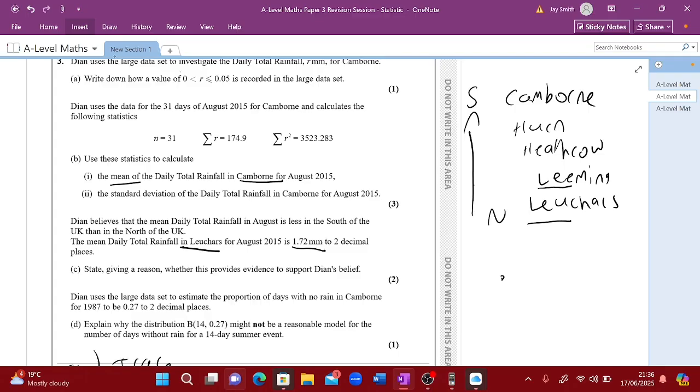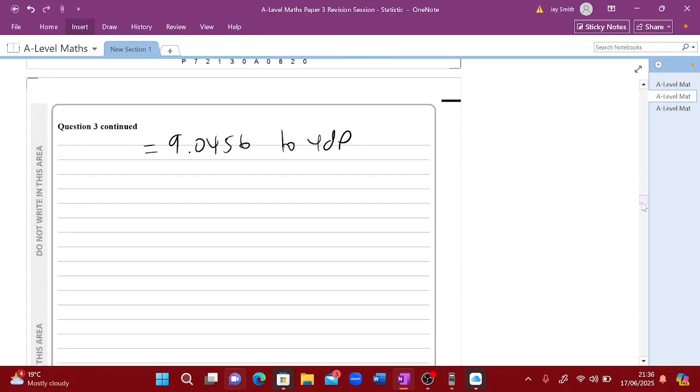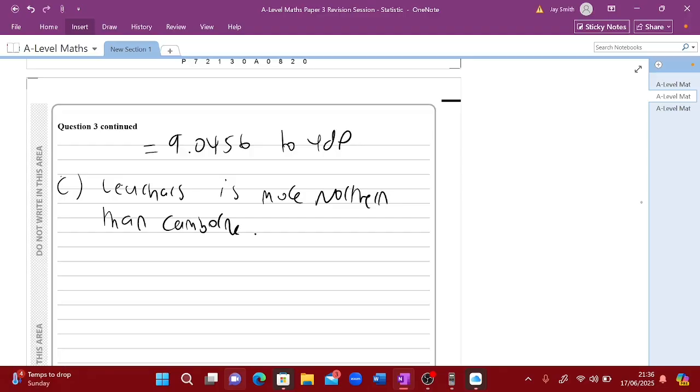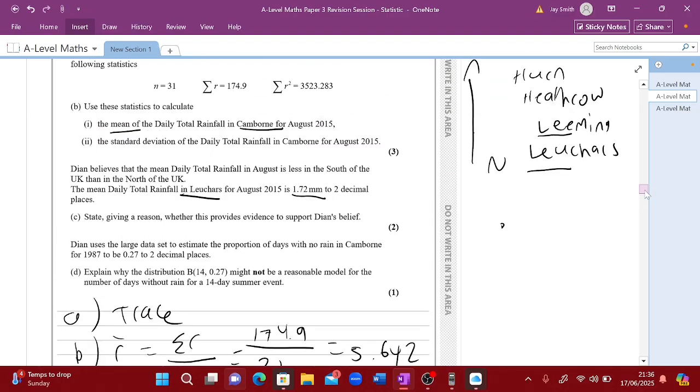But in this particular case, we're only comparing between Camborne and Leuchars. So Leuchars is more north than Camborne. So I'm going to write that down: Leuchars, I don't know how to pronounce it, is more northern than Camborne. So what you can expect is if it's more north, it's going to have more rain. That's what Diane's saying.